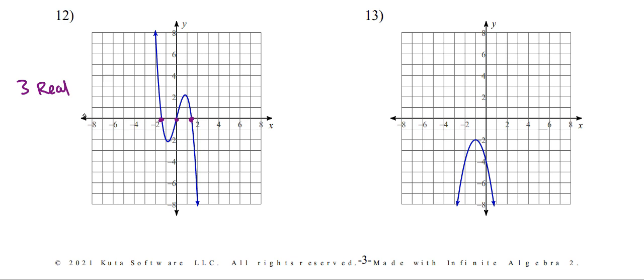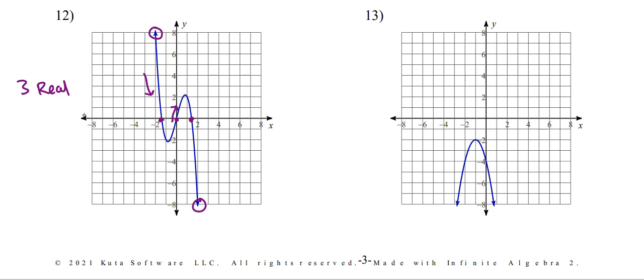Okay, and then we just have to try to determine, are there any non-reals? Are there any that we aren't seeing? Well, we see it starts and ends in opposite directions, so that tells me it's odd. So it could be third. We'll see. Maybe is it 5?